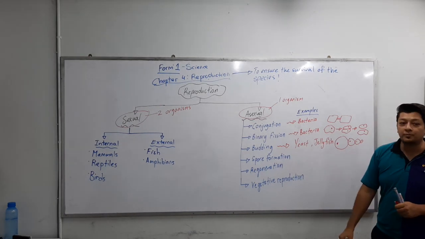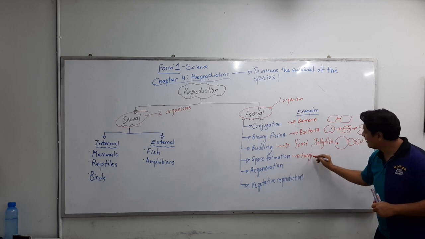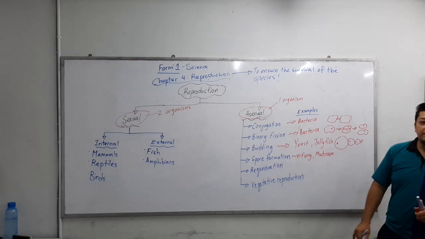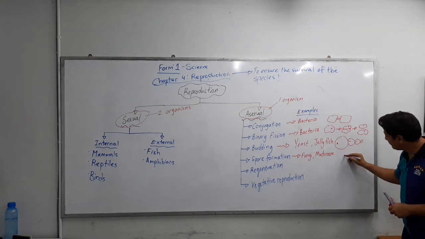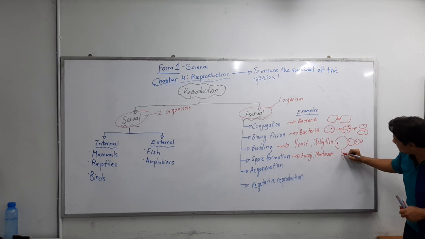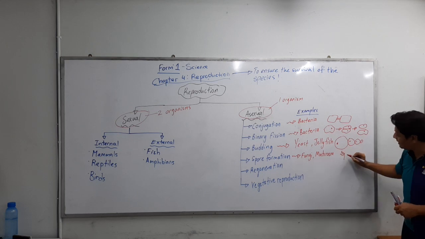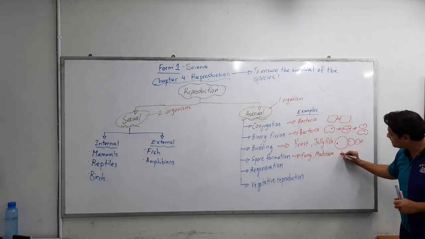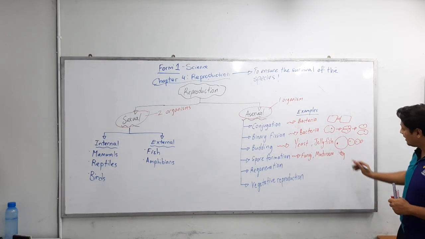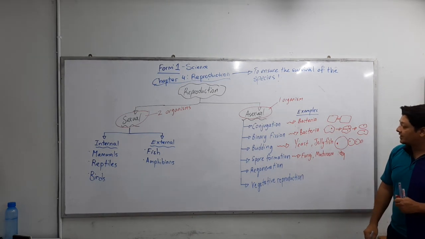The next one is spore formation. Spore formation is carried out by fungi. An example of fungi will be mushroom. It will look something like this. Inside of this there are spores, and when it's ready to reproduce, it will explode and disperse the spores, which will then become new organisms. This is under spore formation.